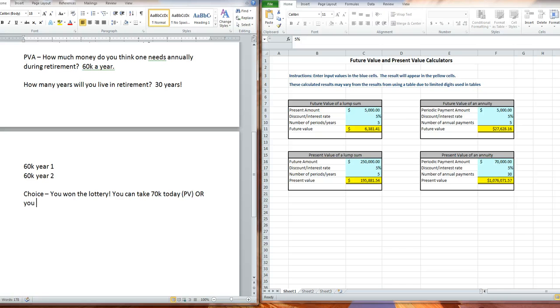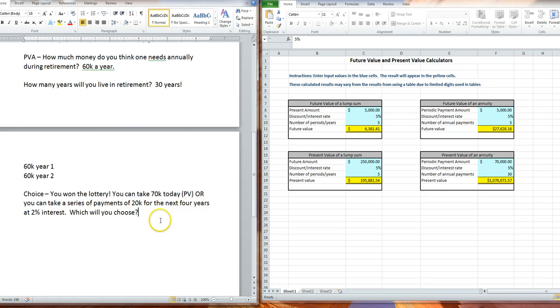Or you can take a series of payments of $20K for the next 4 years at 2% interest. Which will you choose? Well, you think about it and you're like, well, $20,000 over the next 4 years, that's $80,000. But I could take this $70,000 and invest it today for the next 4 years, and maybe I could make up that difference.